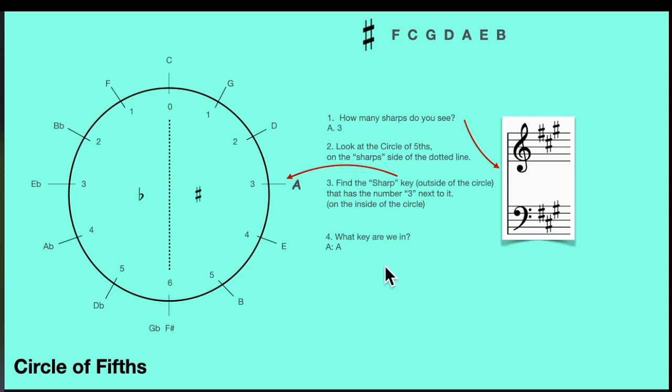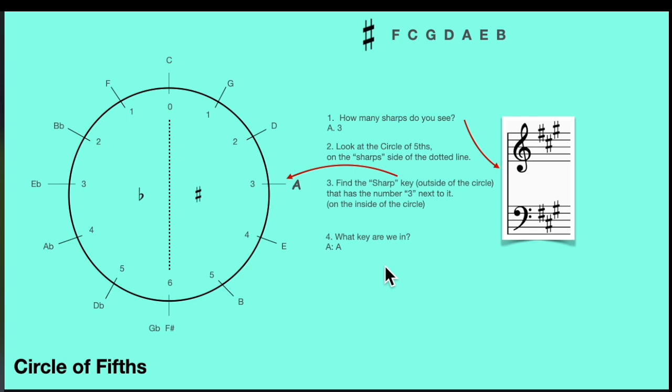Let's do a sharp key. How many sharps do you see here? I see 3. I can count to 3. So go to the right-hand side of the circle of fifths diagram, because that's where all the keys who have sharps live, and find the sharp key that has the number 3 next to it. And that would be A. What key are we in? We're in the key of A.